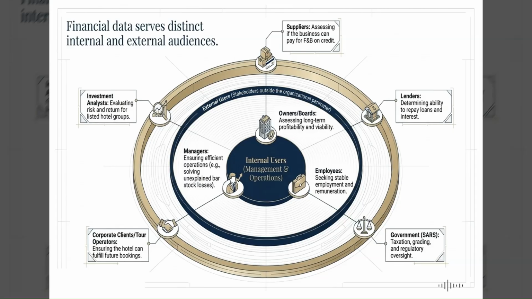One caution before the checkpoint. This list is not exhaustive. Trade unions, industry associations, insurers, and local authorities all use accounting information as well. What you should carry away is not the list itself, but the method. Identify where the users stand relative to the organization. Then work out what decision they are trying to make. The decision tells you what information they need.